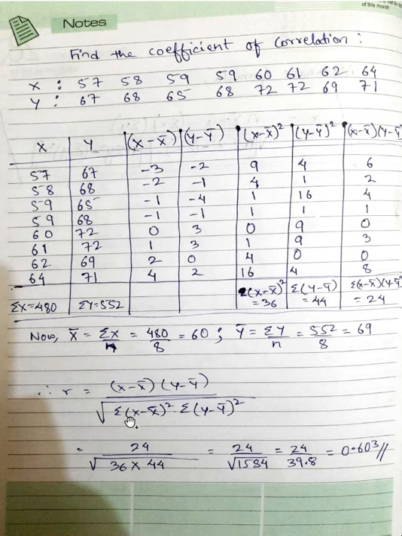So we put in the values. Summation x minus x bar into y minus y bar is 24. We write 24 here. Under root, summation x minus x bar whole square is 36. We write 36. Into summation y minus y bar whole square is 44. We write 44. We multiply these two, it is equal to 24 divided by under root 1584, which is equal to 24 divided by 39.8, which is equal to 0.603.